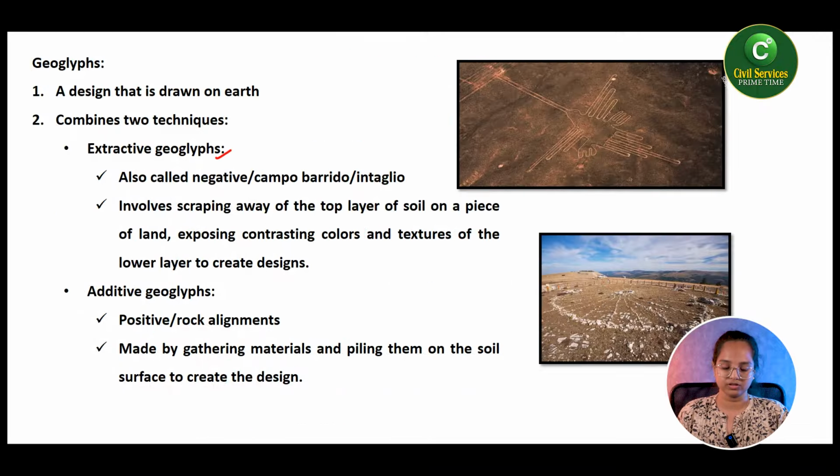So what is a geoglyph? A geoglyph is a design that is drawn on the earth with the help of stones or metal tools. So it is a combination of two techniques. First is extractive geoglyphs and second is additive geoglyphs. Extractive geoglyphs are also known as negative, campo burido and intaglio. It involves scraping away the top layer of the stone.